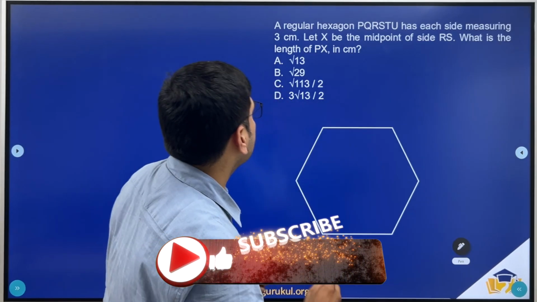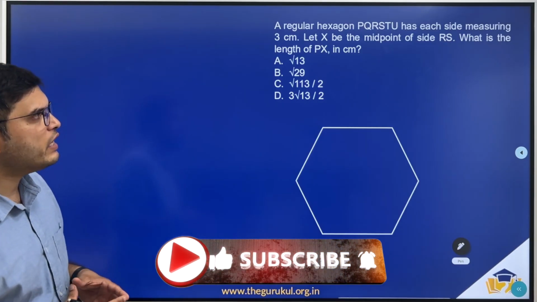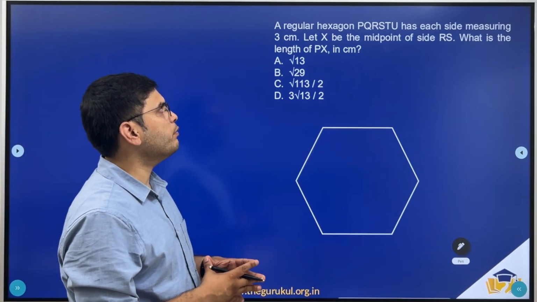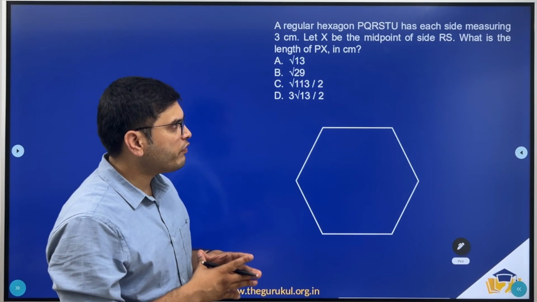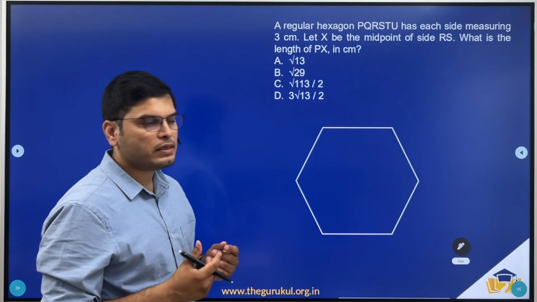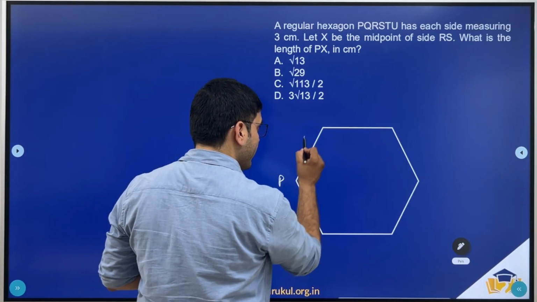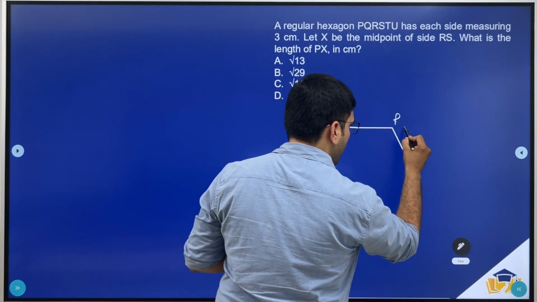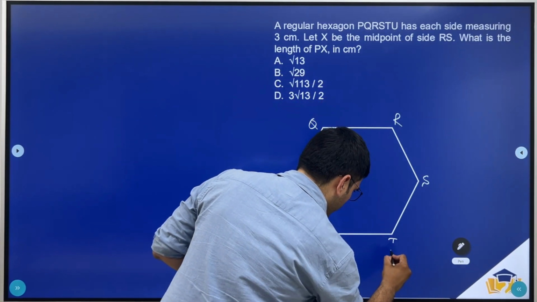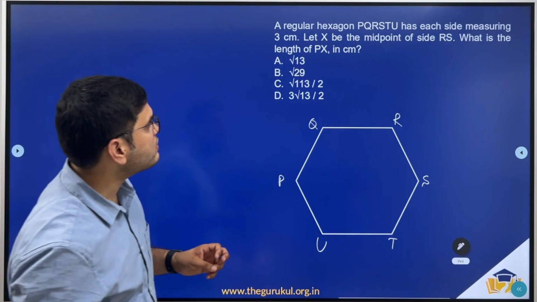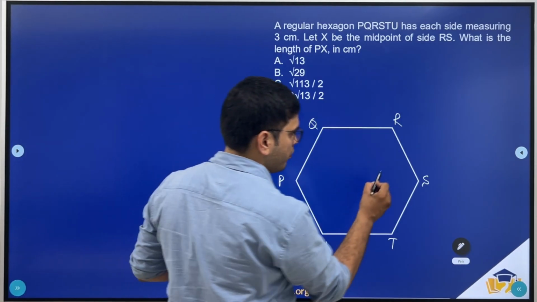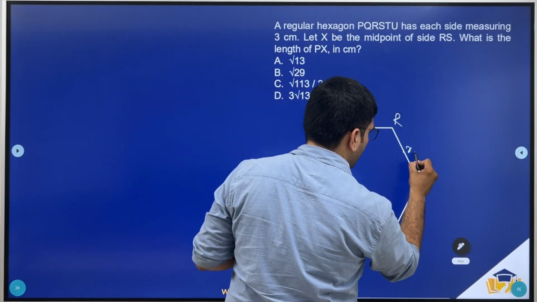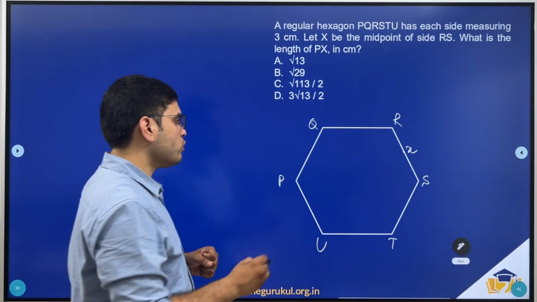Now coming to the fifth question. A regular hexagon PQRSTU has each side measuring 3 centimeters. Let x be the midpoint of side RS. What is the length of PX in centimeters? So we have regular hexagon PQRSTU. Right. Now x is the midpoint of side RS.